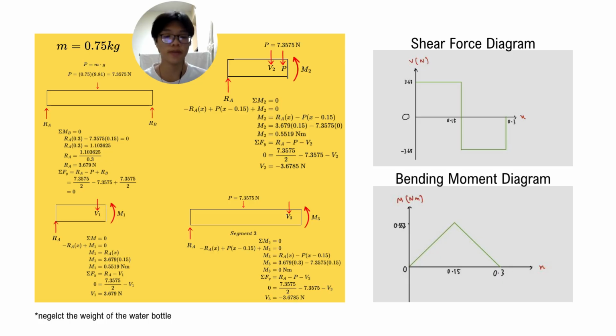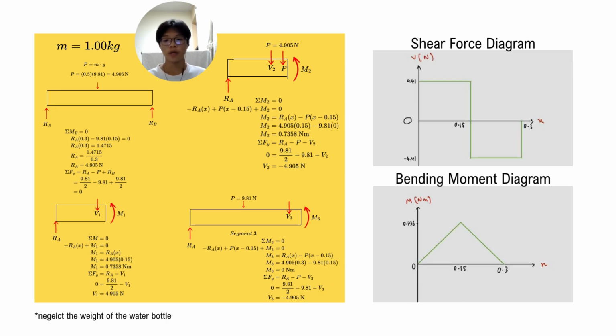That's for segment 1. For segment 2, we can find the shearing stress of negative 3.6785 newton, and the moment as 0.5519 newton meter. And finally, for segment 3, we can find the shearing stress of negative 3.6785 newtons and a 0 newton meter for the moment. On the right, you can see what it will look like if we plot it on a graph.